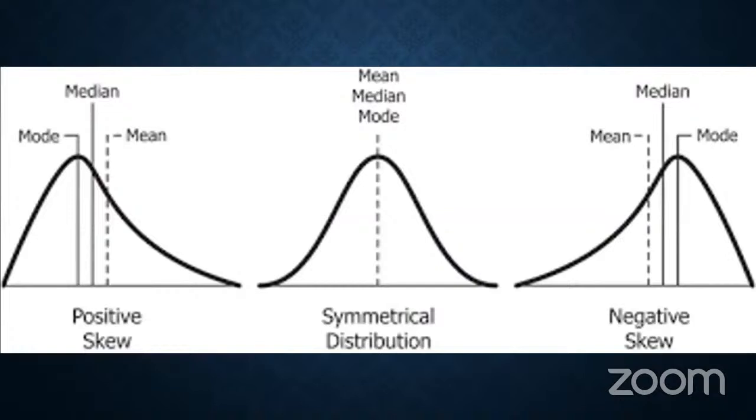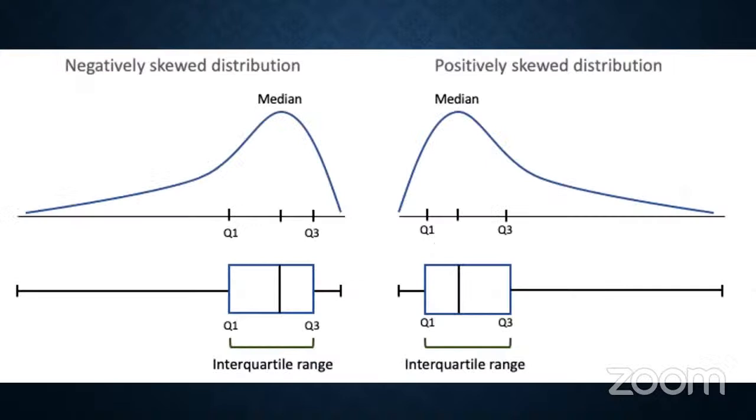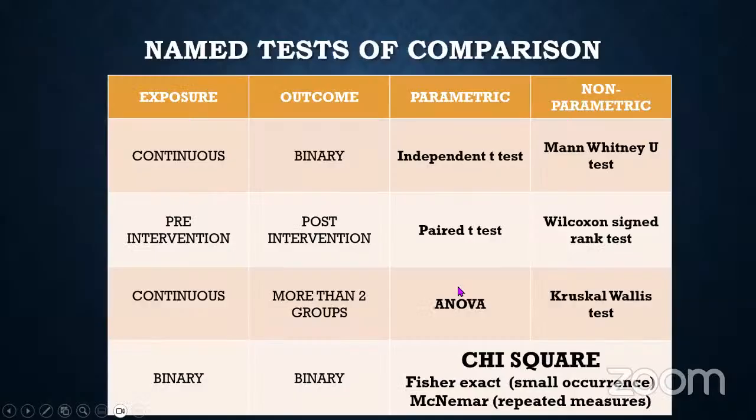Now, just to understand that this center graph is what we call the normal distribution, where the mean, median, and mode are the same. The left and the right one have skewing. And when there is skewing, you do not look at the mean, which will be far from the central value. You look at the median and you look at the one quarter that side of the median and one quarter this side of the median. So this is a negatively skewed graph and this is a positively skewed graph.